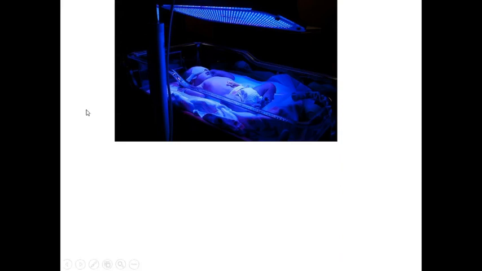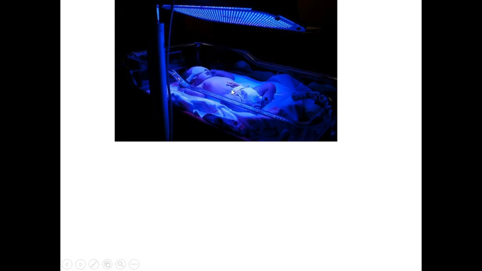So here what we do is we cover the baby's eyes and genitals, and the baby is exposed to blue or white color fluorescent light of a given wavelength. Then inside the baby's blood, this excess unconjugated bilirubin is converted into a water soluble substance called lumirubin, and this lumirubin is then excreted in urine. So this entire process occurs without involving the liver.